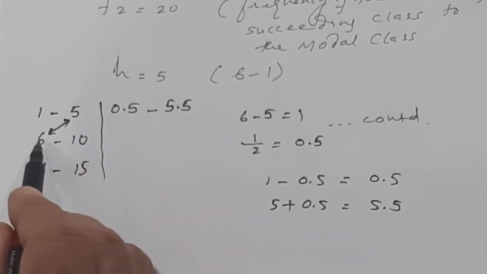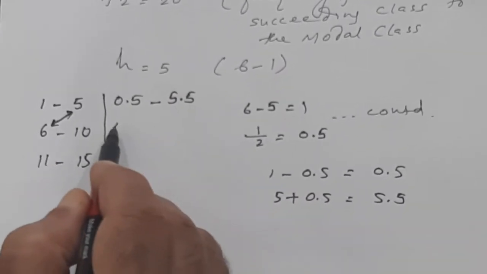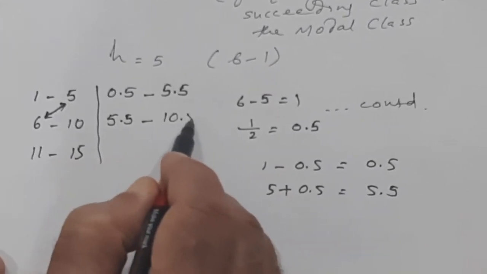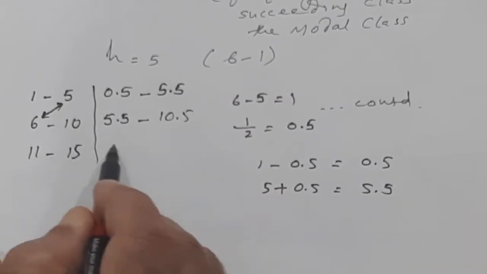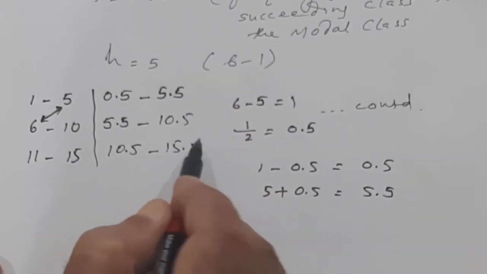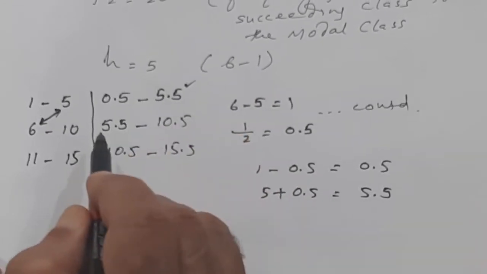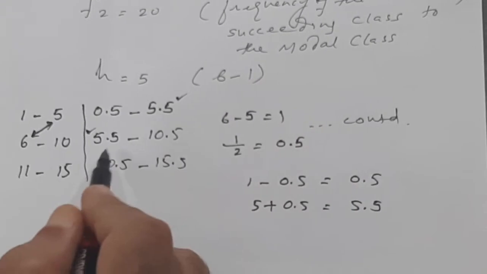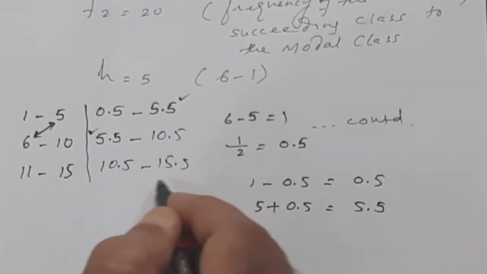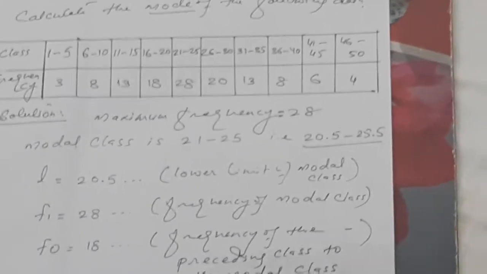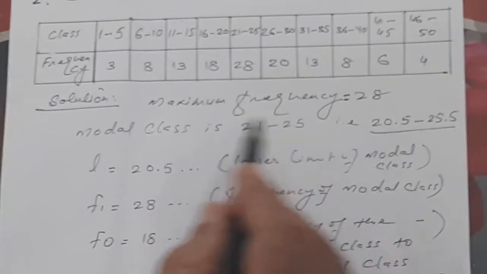Now 6 minus 0.5, it will be 5.5, and this will be 10.5. Now this will be 11 minus 0.5, 10.5, and this will be 15.5. So you see that now this 5.5, upper limit and lower limit are same. So these are called continuous classes. Okay, so this is the change as compared to the last example.